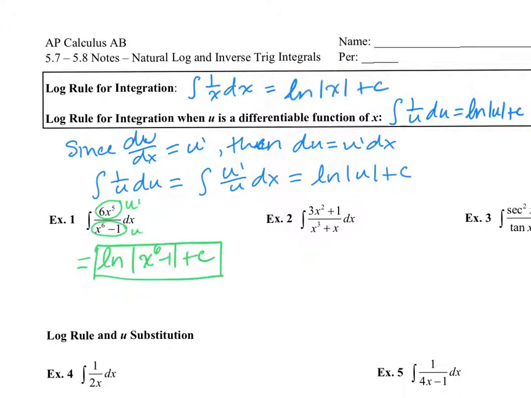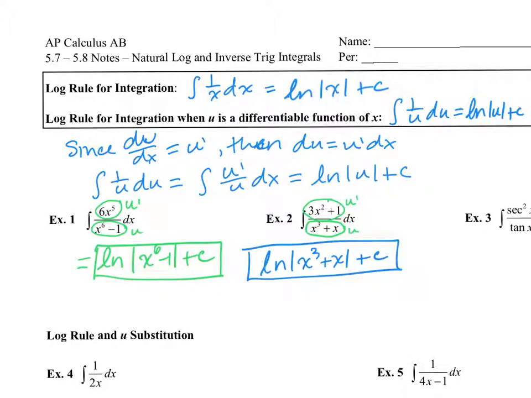All right, let's take a look at example 2. In example 2, the denominator is x to the 3rd plus x. Let's call that our u. Now, what would u prime be? If we take the derivative of that denominator, we're going to get this exact numerator, 3x squared plus 1. So that's our u prime, and that fits the pattern of u prime over u. So the integral is simply the natural log of the absolute value of the denominator, x to the 3rd plus x, and then plus c.